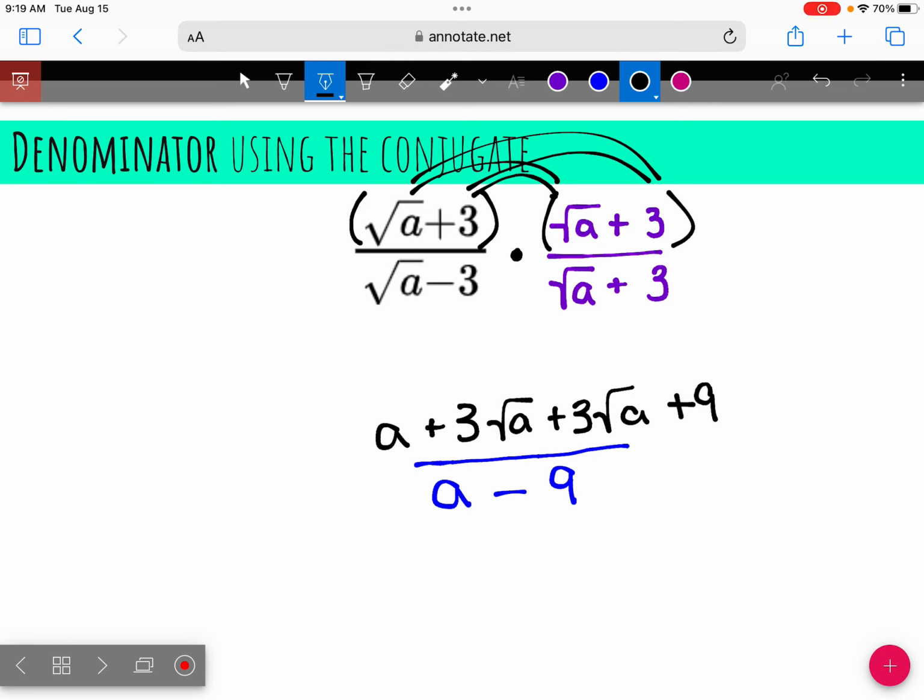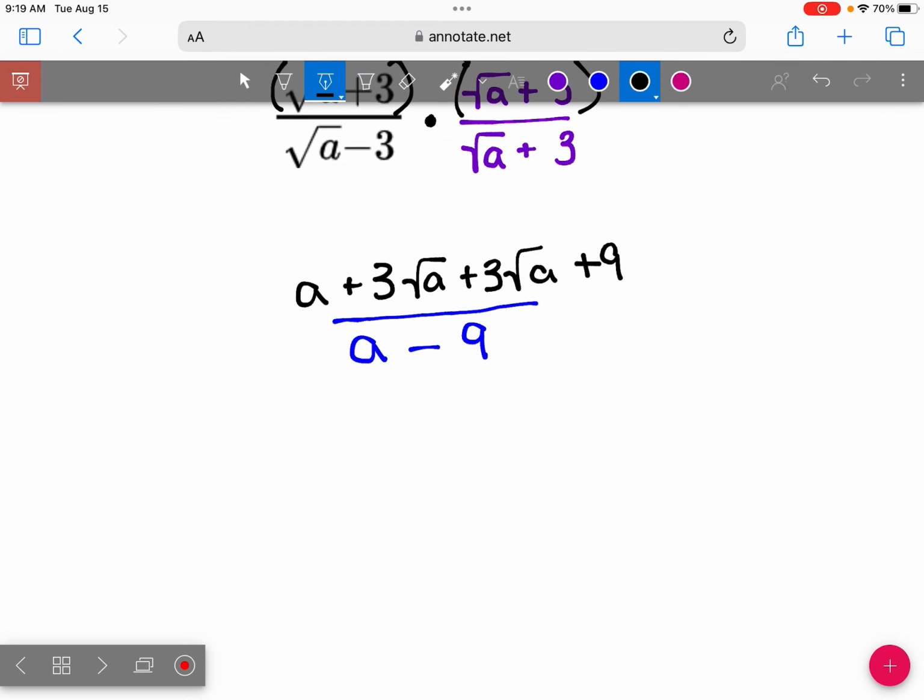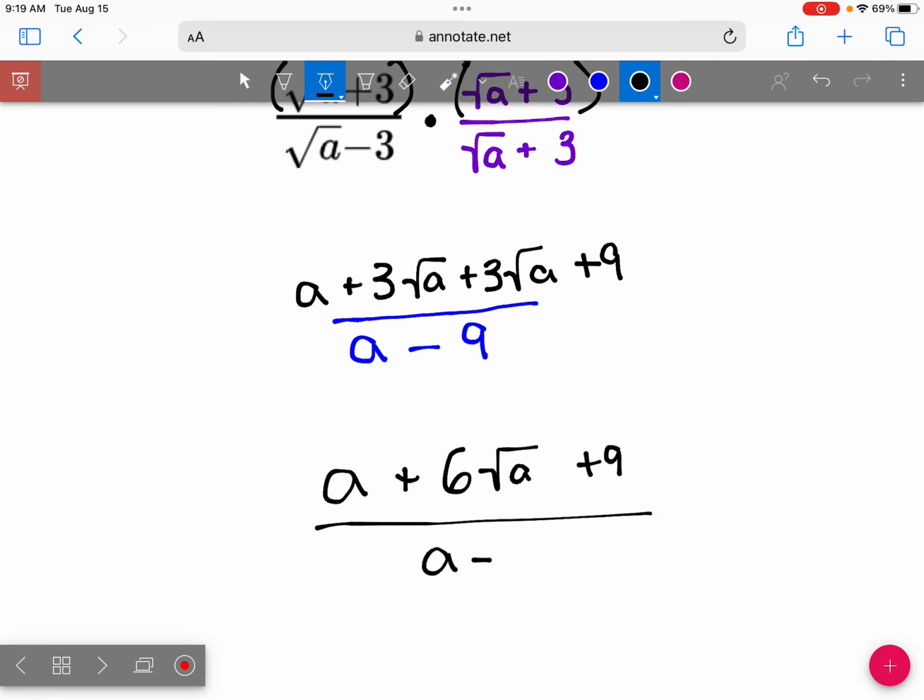Does that fix the what's I heard? Because I heard like 6 of them. Okay? It's okay to toss out a what. I will then go and explain. And then all we have to do is simplify. Because I can combine together my 3 square roots of a to be 6 square roots of a plus 9 over a minus 9.